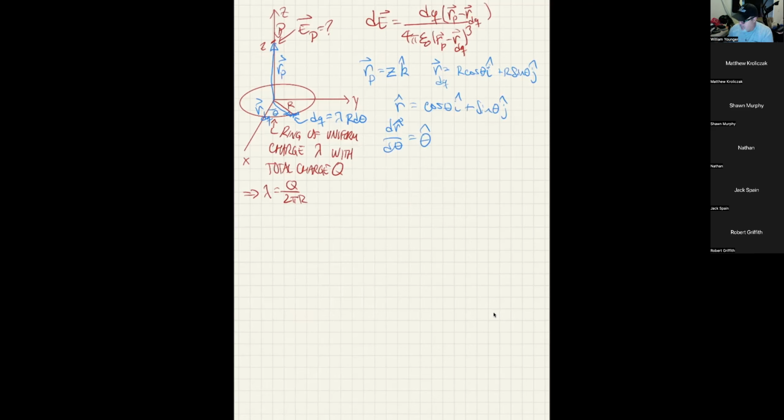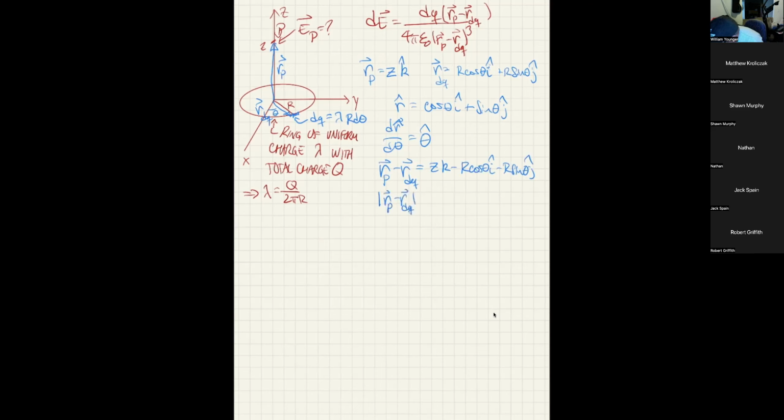Okay, so I'll just leave them there for right now. Now we've gotten RP and we've gotten RDQ, but our formula says we have to compute RP minus RDQ, and then we've got to compute its magnitude. But RP minus RDQ, notice, is just Z k hat minus R cosine theta i hat minus R sine theta j hat. And then, of course, the magnitude of RP minus RDQ.